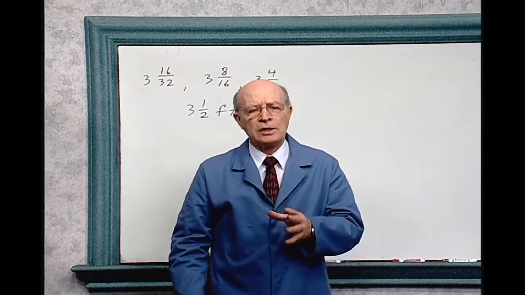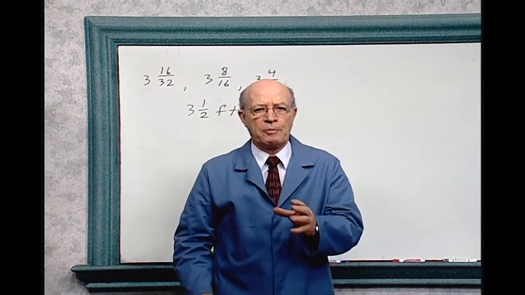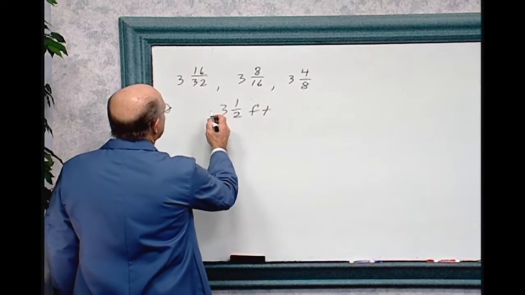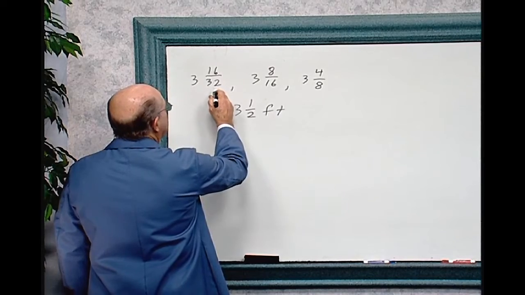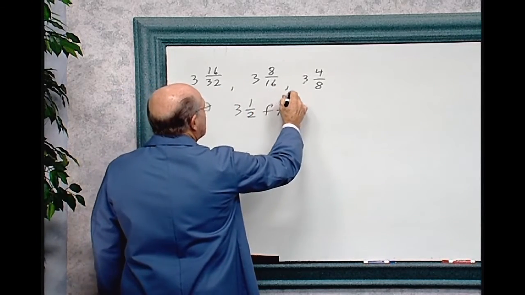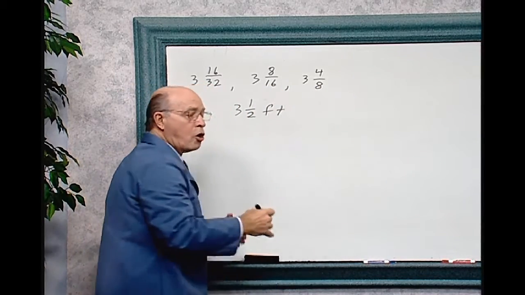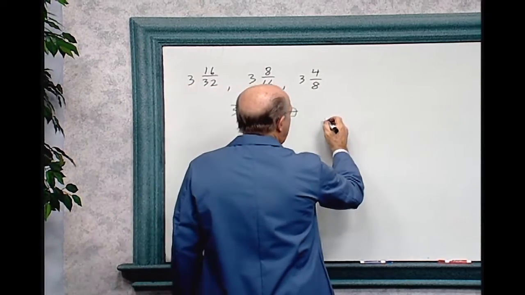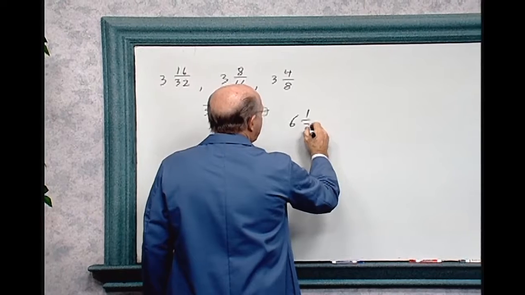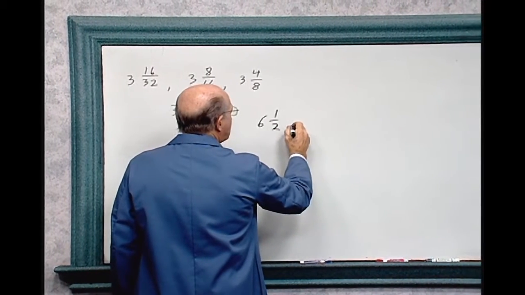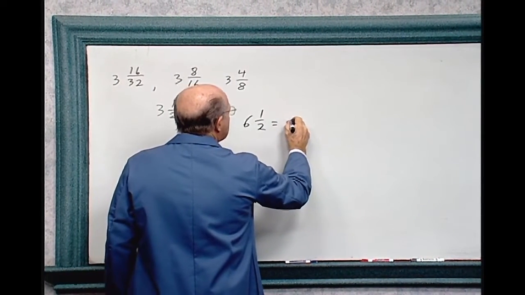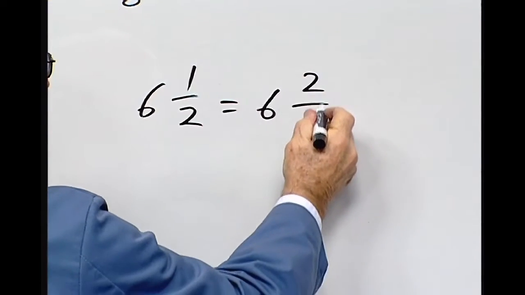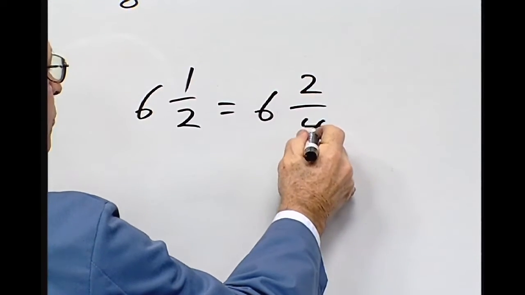Now in saying fractions, it's important to say them properly. For instance, in that example, 3.5 feet. You don't say 3 16/32 or 3 8/16, or 3 4/8. You always reduce fractions. For instance, just like if you have 6 1/2. That also equals 6 2/4. You can divide that in half. Divide 2 into 2 is 1, 2 into 4.